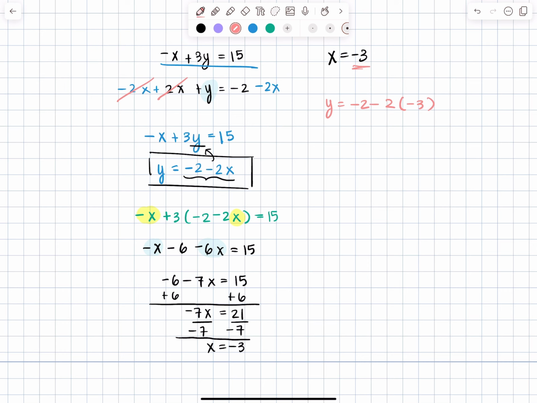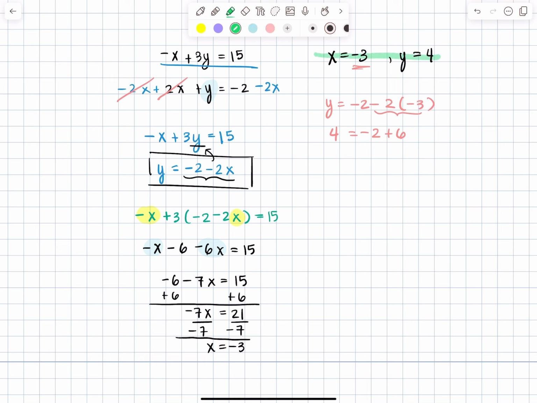So negative 2 times negative 3 is positive 6, plus negative 2. So 6 plus negative 2, or negative 2 plus 6, that is 4. So we know that y equals 4. So this is your answer.